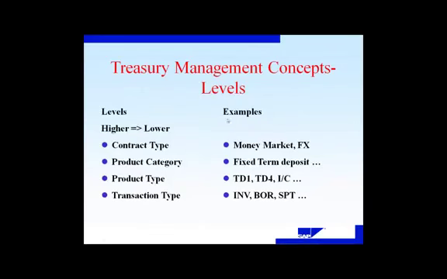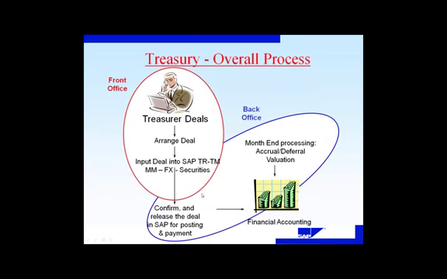So here you have contract types, within which are the product categories, product types, and transaction types. And we looked at that in the configuration. Most of these will be standard delivered, but you can go back and customize these things from a higher to lower level. And once the treasury creates the deals, the back office confirms the deals, releases the deals for payment, and also does the month-end processing, accruals and differences and valuation.